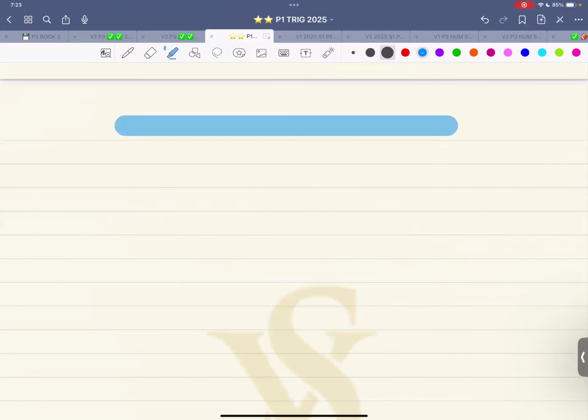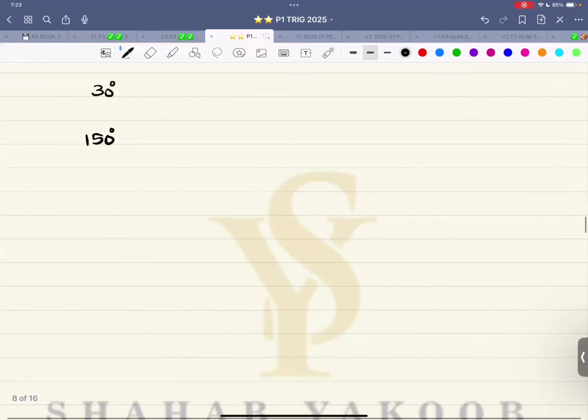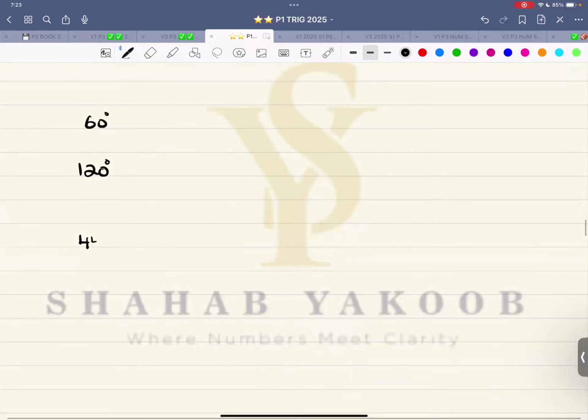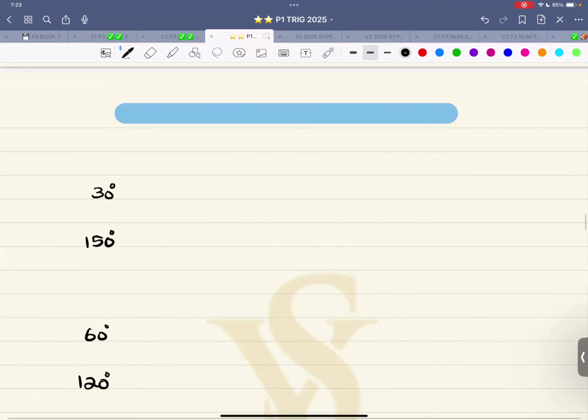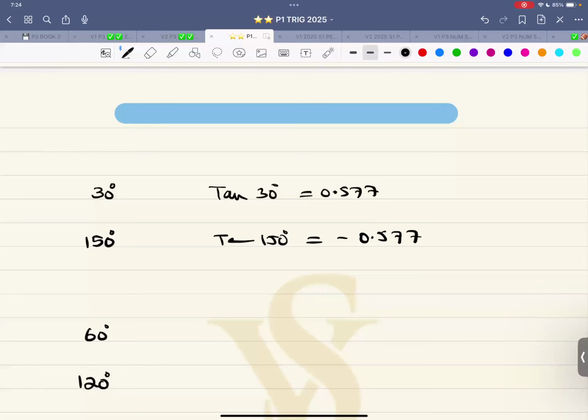Again, the same thing. Let's talk about tangent. 30 degrees, 150 degrees. Let me write 60 degrees, 120 degrees. Let me write 45 degrees, 135 degrees. And tangent of 30, let me write it in decimals. I think 0.577. Tangent of 30 is 0.577. Tangent of 150 is negative 0.577.